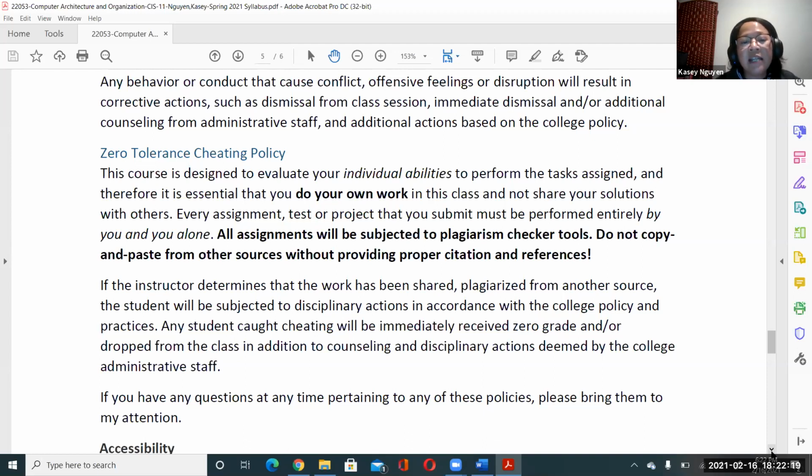Now, when you're working in a team, right, we will have different team allocation and how the work is going to be distributed. And then your team evaluation will be carried into your grade.